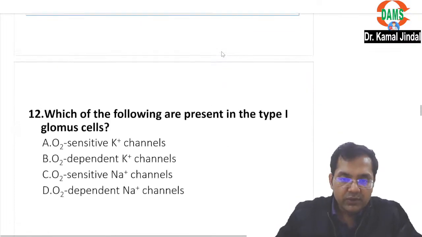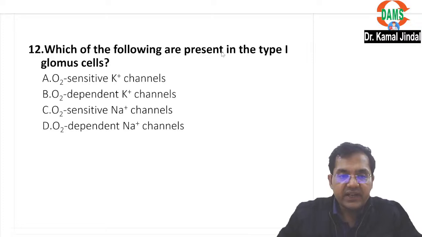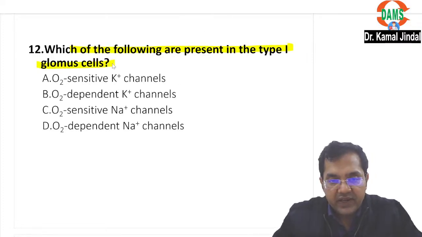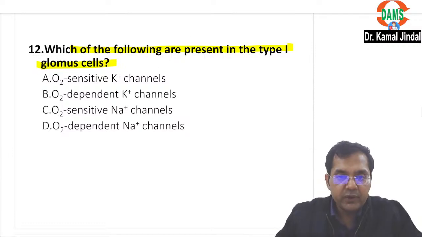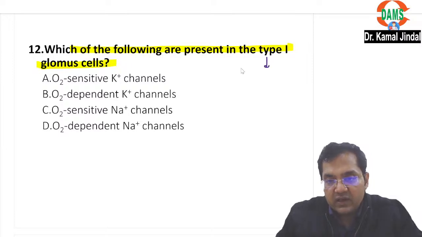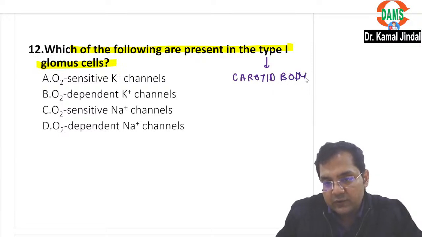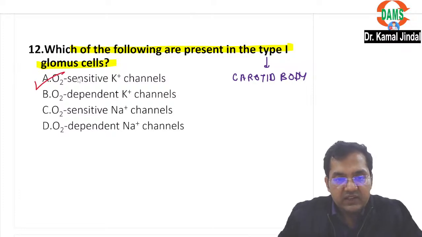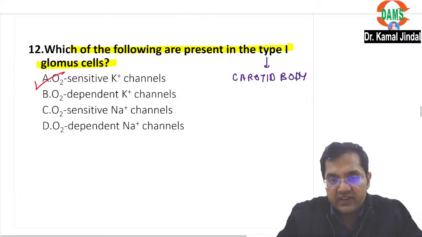Question number 12. Which of the following are present in type 1 glomus cells? Another must know topic. Read up the molecular mechanism from the videos. Very, very important. Listen to them once. Type 1 glomus cells are the cells present in the carotid body. They contain the channels known as oxygen sensitive potassium channels.